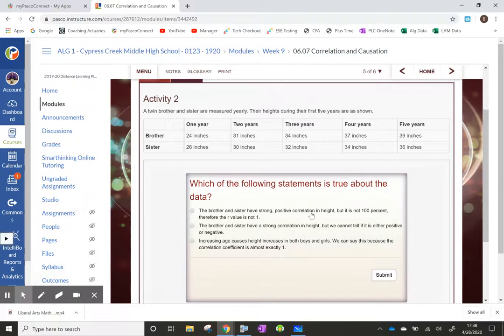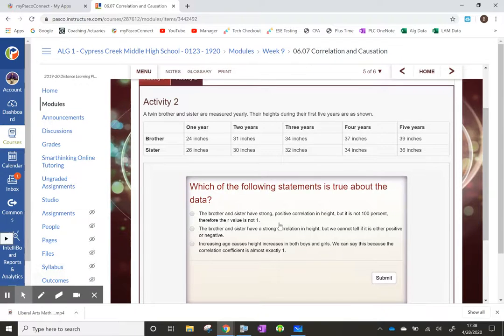This is really tricky. I'm not even sure what I would answer here. We definitely can tell that their heights are going up. If you're comparing their heights over time, the brother's height goes up over time. The sister's height goes up over time. Obviously, they're not going to get any shorter. I definitely know it's not going to be the second one, because we definitely know that there's a correlation, and it would be positive because as the years go up, the heights go up. So the fact that we can't tell if it's either positive or negative is wrong, because we know for sure it's positive, so it can't be that one.